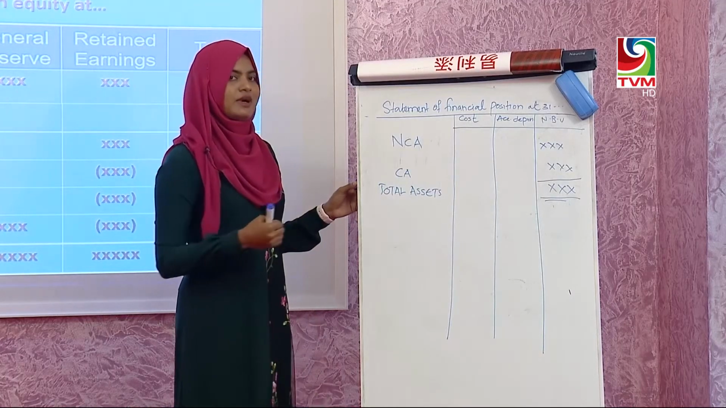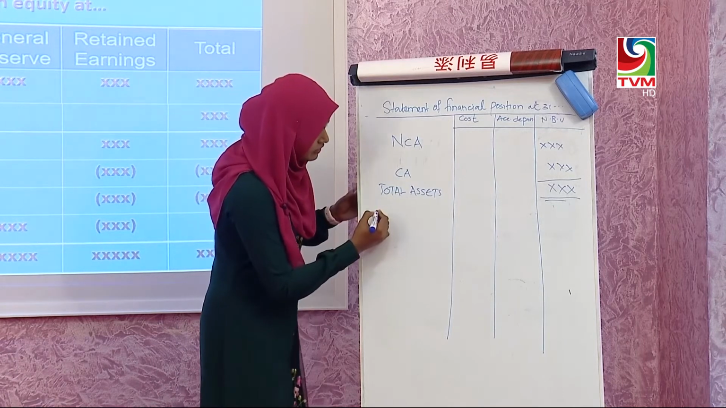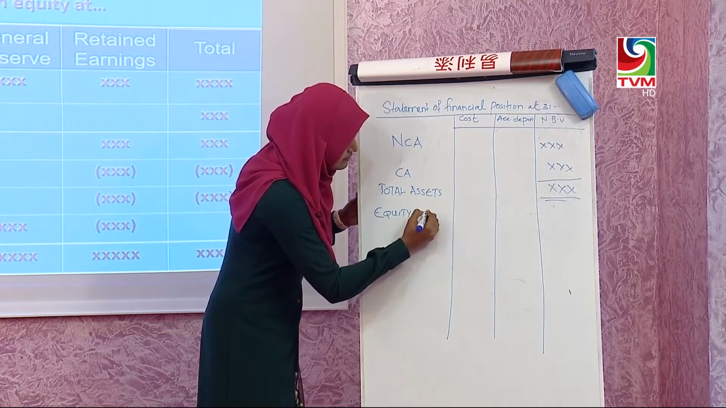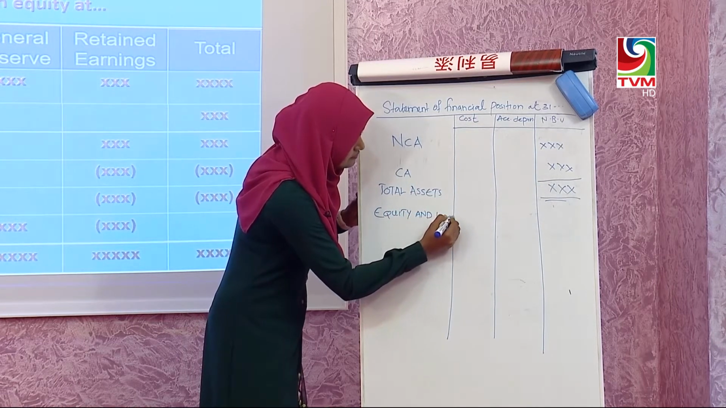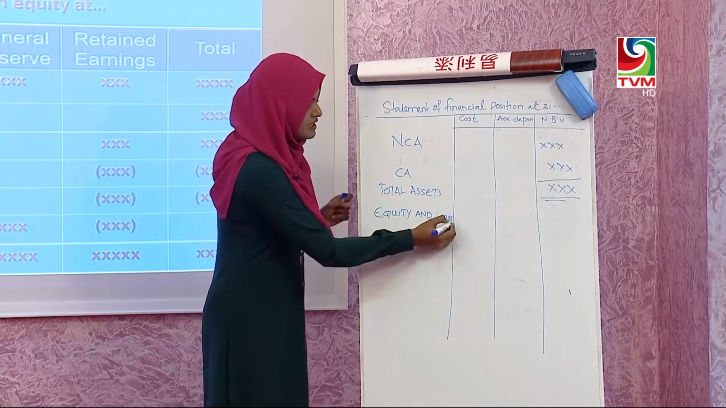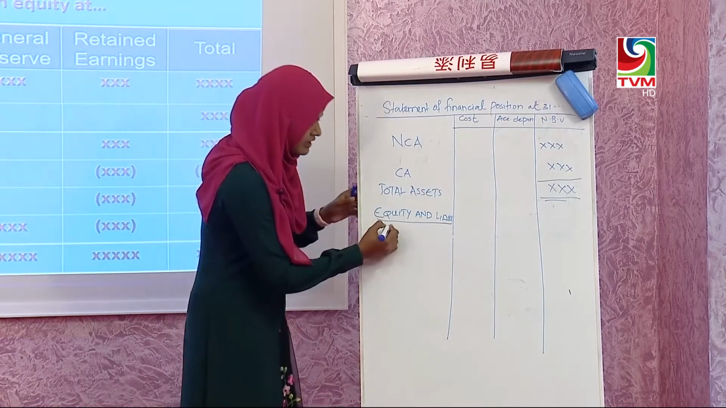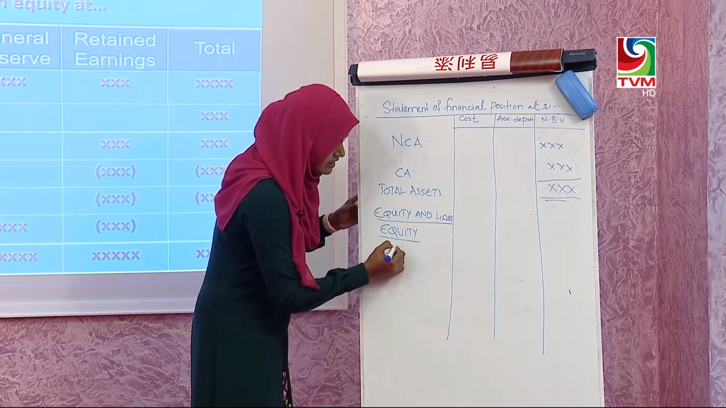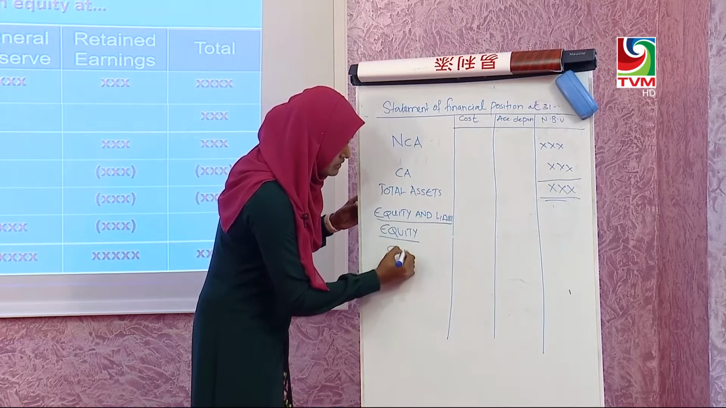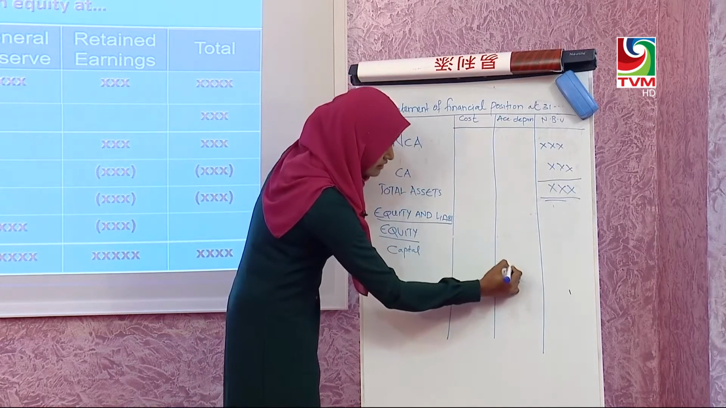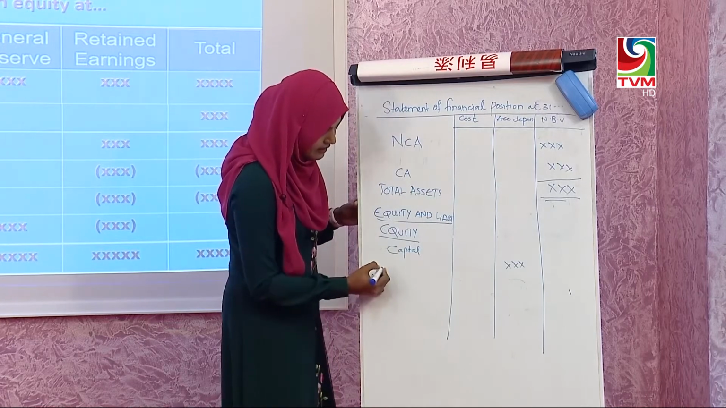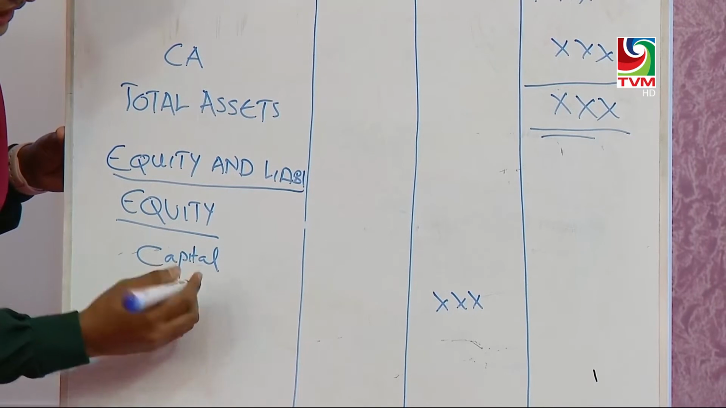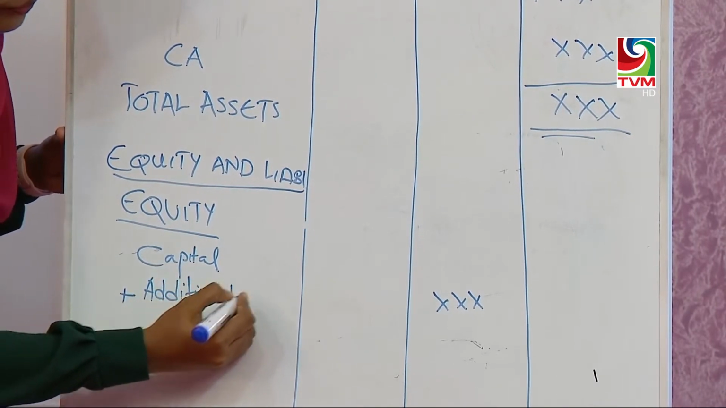Now, what is the next part here? The next part of the statement of financial position will start with equity and liabilities. In equity and liabilities, first we show the equity part. Under this equity part, the first one is the owner's capital. So, we take the opening capital of the business here in the second column, and then to this we will be adding any additional capital in the business.